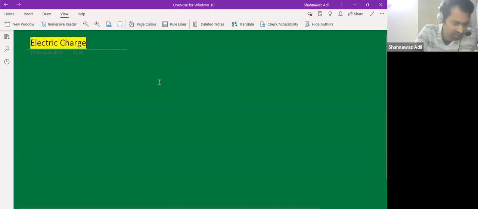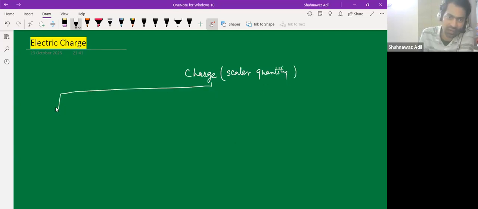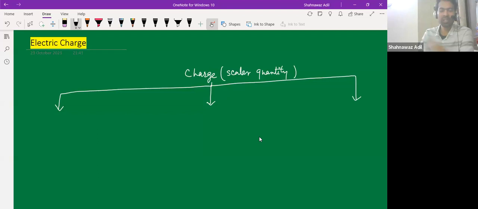So in the first chapters, we will talk about the charges. So we have charge, right? It is a scalar quantity, and there are three scenarios that can happen. First would be that this charge is at rest. So that is called the static charge.